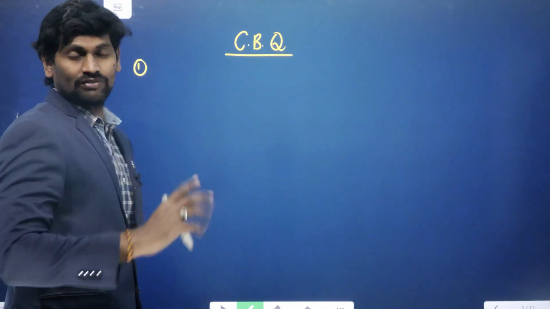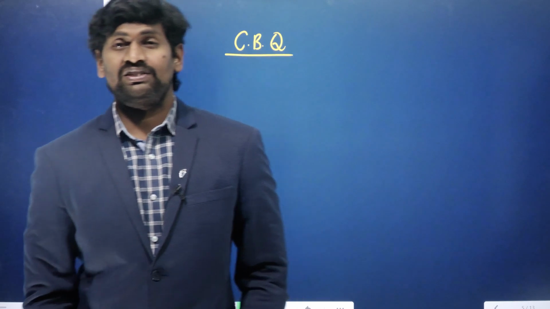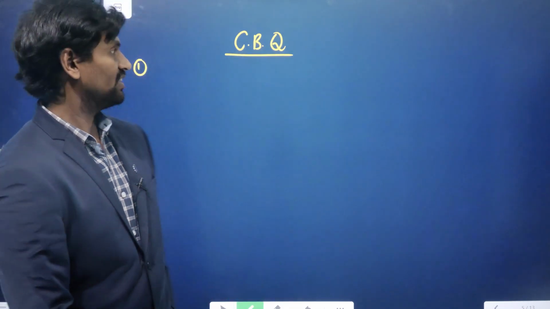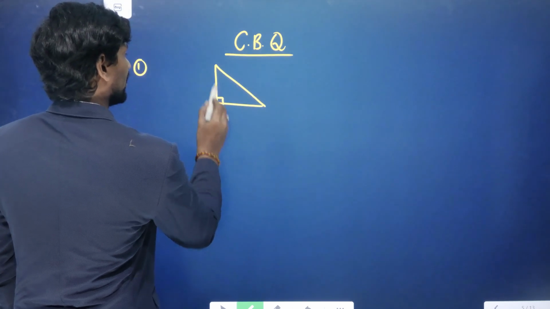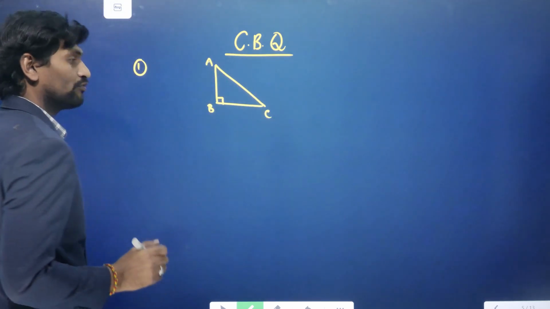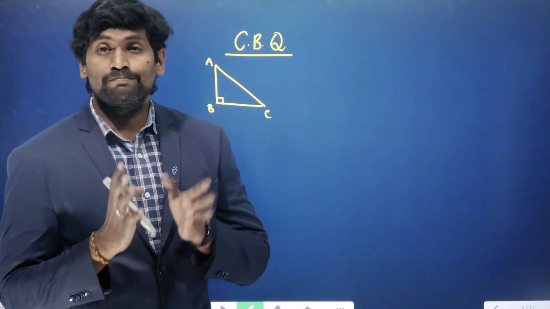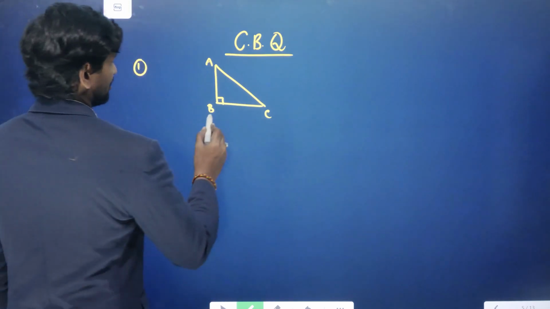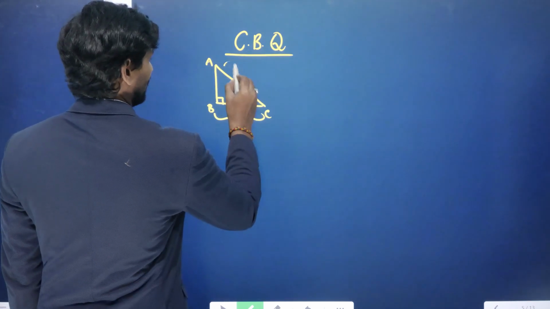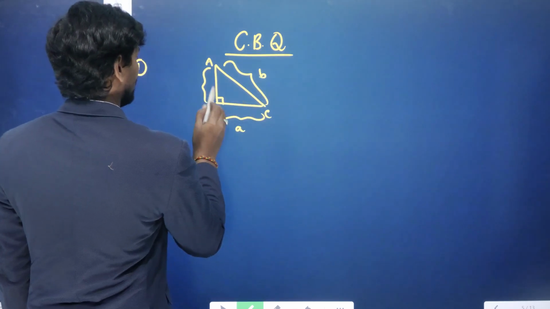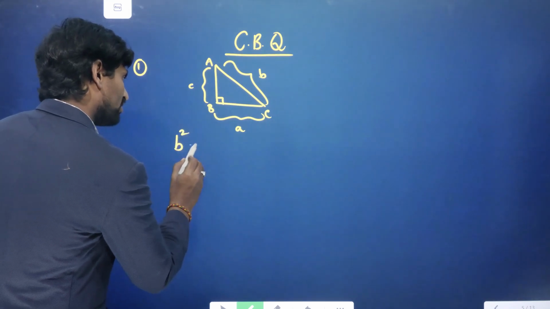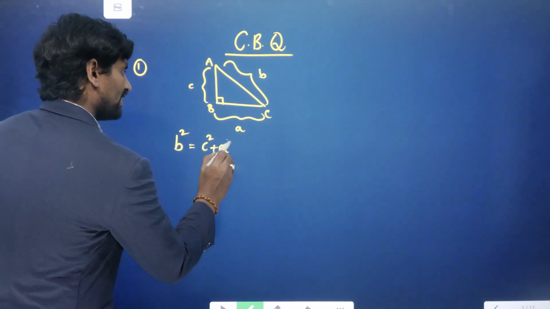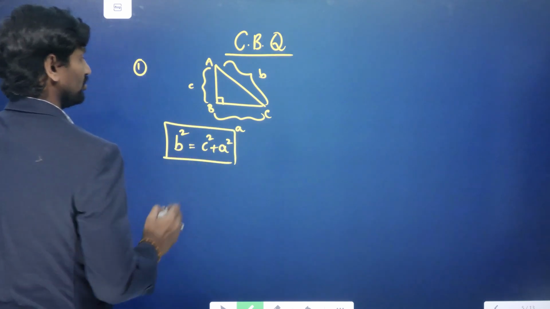Right. Let us discuss the first question. In triangle ABC, angle B is equal to 90 degrees. Then from this right angle triangle, which theorem do you have to remember? That is the Pythagoras theorem. According to the Pythagoras theorem, BC is A, AC is B, and AB is C. So from this Pythagoras theorem, the square of the hypotenuse is equal to the sum of the squares of the other two sides. So you should remember this.